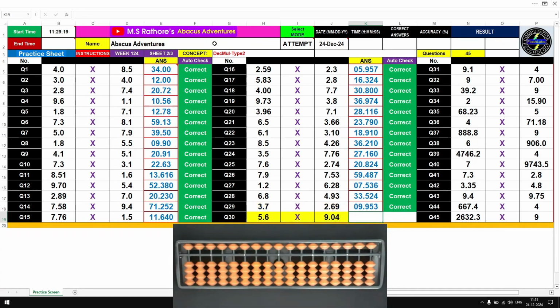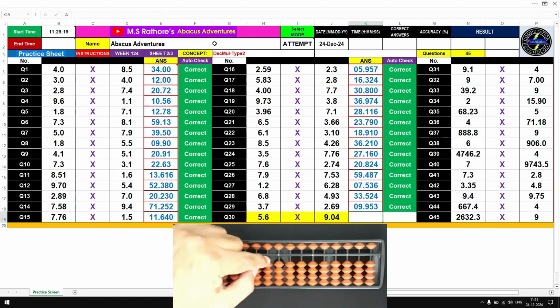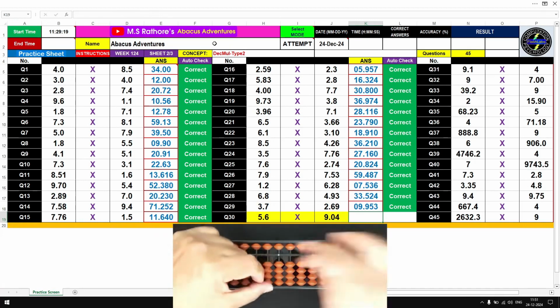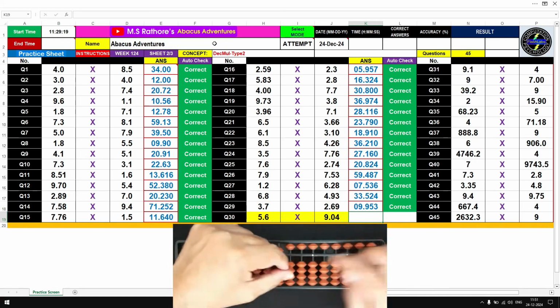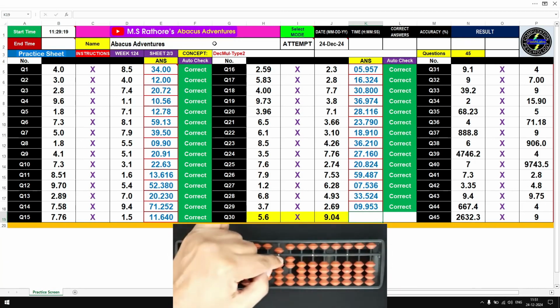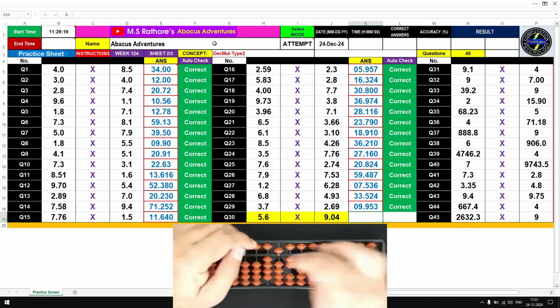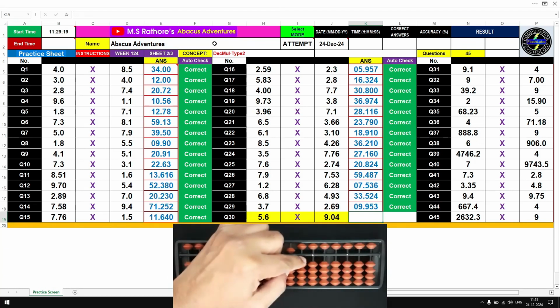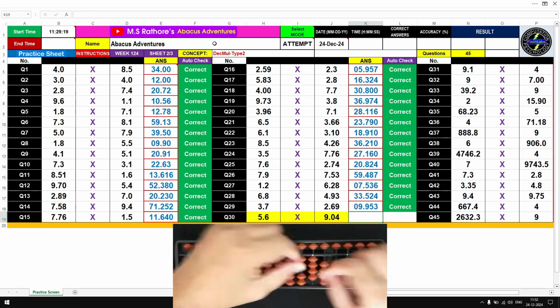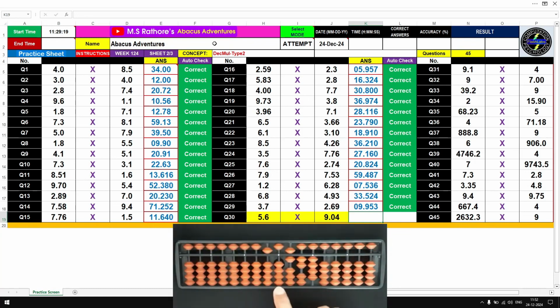Question number 30, 5.6 multiplied by 9.04, beginning from rod number 2. 5 9s are 45, shifted. 5 zeros are 00, shifted. 5 4s are 20. Round 2 begins now. 6 9s are 54, shifted. 6 zeros are 00, shifted. 6 4s are 24, and the answer is 50.624.